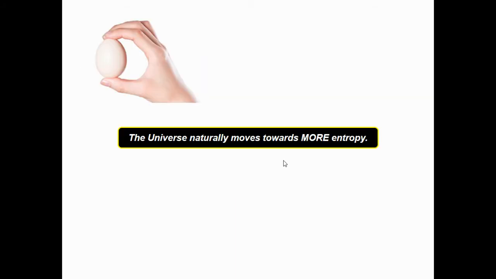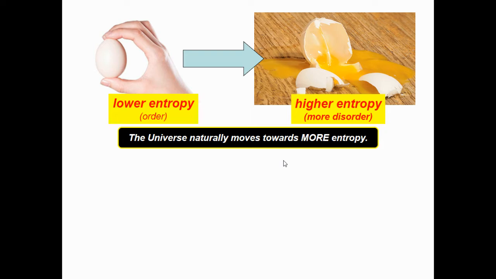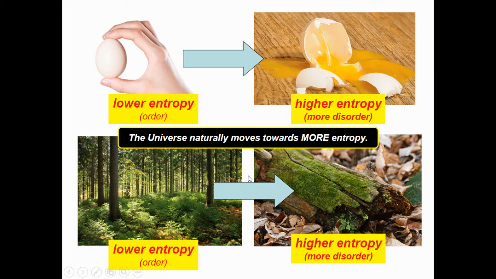And in general, the universe naturally moves towards higher entropy. Something like an egg is pretty organized. It's got lower entropy, but most eggs eventually are going to end up broken in some way, and nature will tend to move towards higher entropy or more disorder. Unless you do a lot of work to try and keep things organized, nature will tend to move towards higher entropy. Think of something like a forest. The trees in a forest are eventually going to die and fall down and rot and decompose, and their molecules are going to be turned into new organisms. So a forest is pretty organized. It has low entropy, and eventually it is going to move to a situation where it has higher entropy.